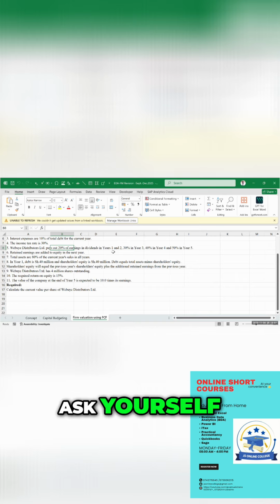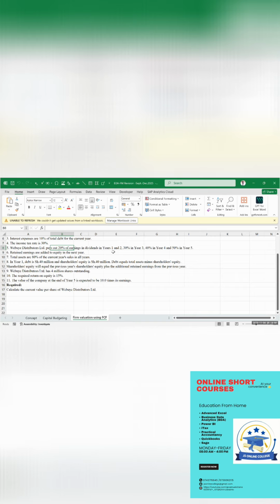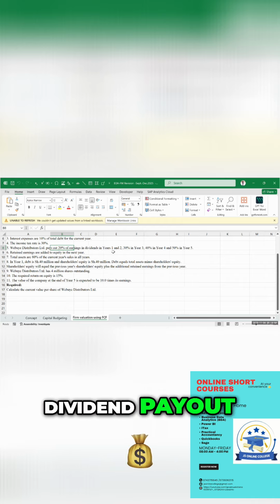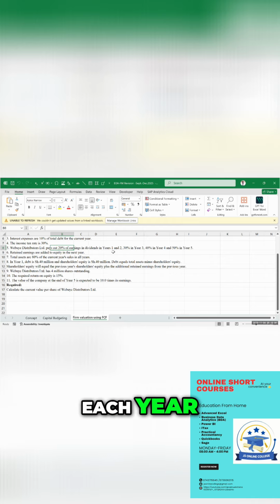So you need to ask yourself, how much is the retention ratio per year? Because the dividend payout ratios are given for each year. So there is a retention ratio. Dividends are paid out of profits. So if you pay 20%, it means the 80% remaining is retained.